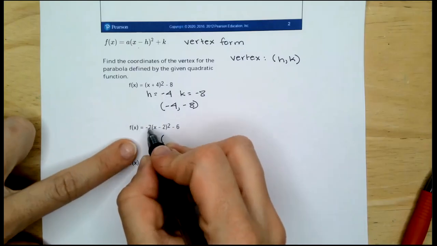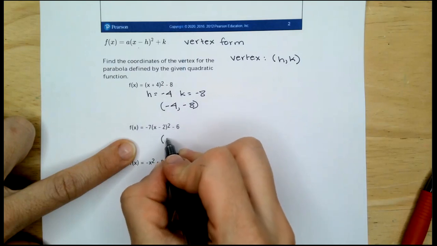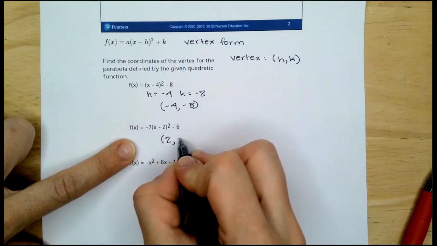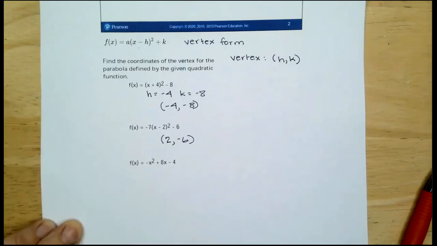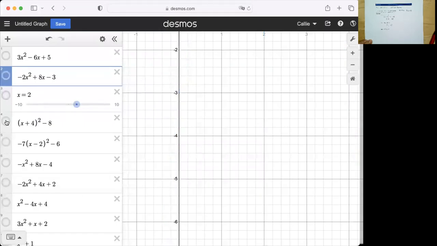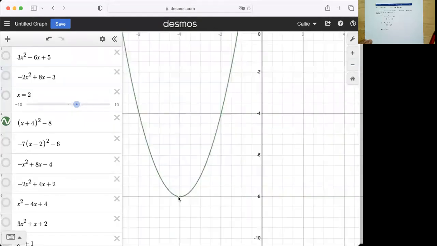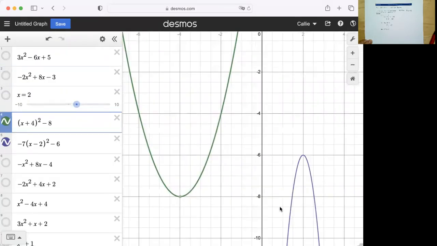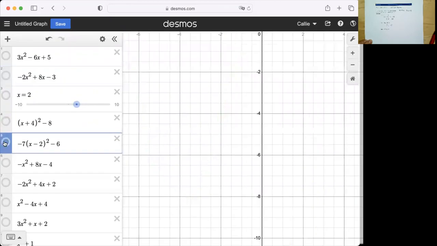For this one, don't worry about that 7. That 7 is fine to stay right there, that negative 7, I apologize. And my h is 2, and my k is negative 6. Okay, I'm going to show it to you in Desmos as well. That first one was x plus 4 squared minus 8, and we said that the vertex was negative 4, negative 8. Let's go down to negative 4, negative 8, and we'll see that that is the vertex. For this one, we said that the vertex is 2, negative 6, and again, we see 2, negative 6 is correct, okay?